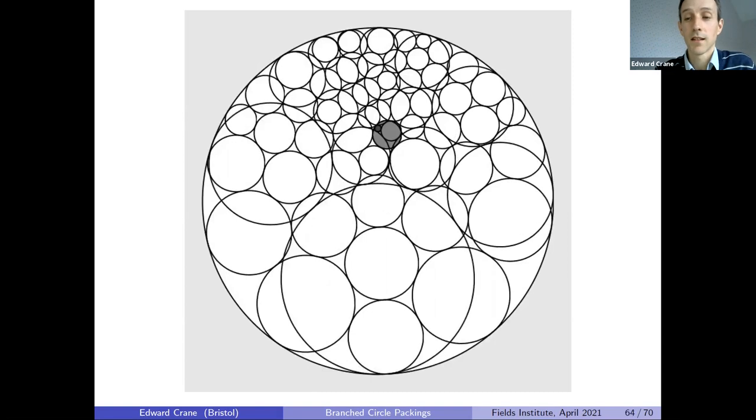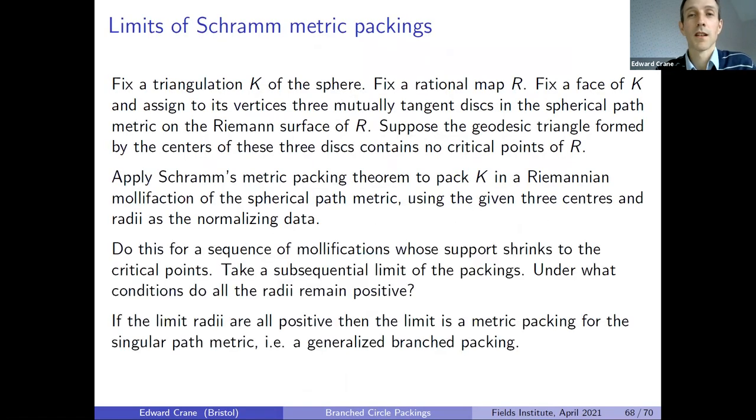Okay, so the idea to attack the problem is we're going to take a limit of these Schramm packings in which the mollification is shrinking down to each of the singular points, and we have to understand whether in that limit some of the disks in the Schramm packing could shrink to having zero radius, just like what could happen if you had an obstruction in Phil's paper. But a problem you now have is that you're in positive curvature, so it's harder to write down necessary and sufficient conditions, and we haven't managed to do that.